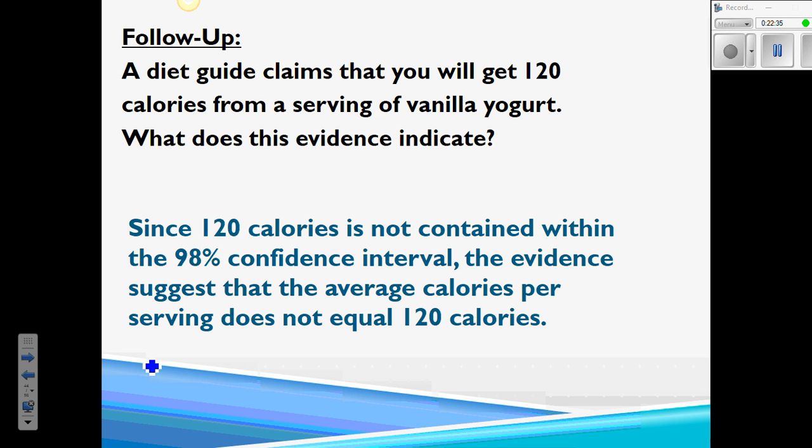I think we have some evidence to say it might be a little higher, right? Because at the lowest point, it's at 126. But we know it is definitely not 120. It doesn't have a possibility of being 120. It has a possibility of probably being higher.